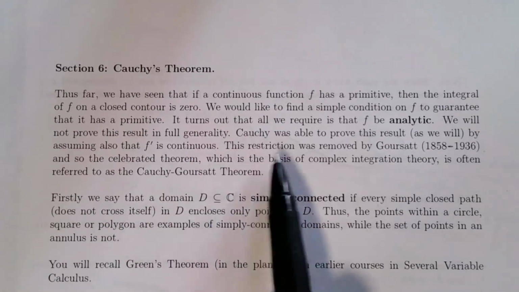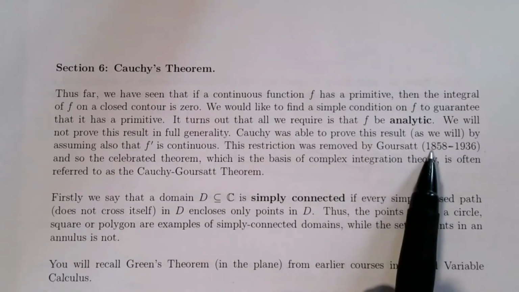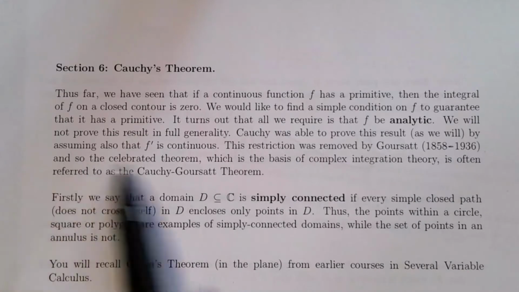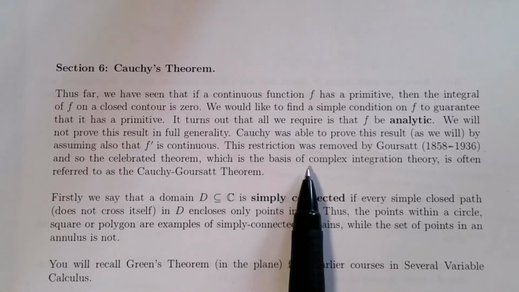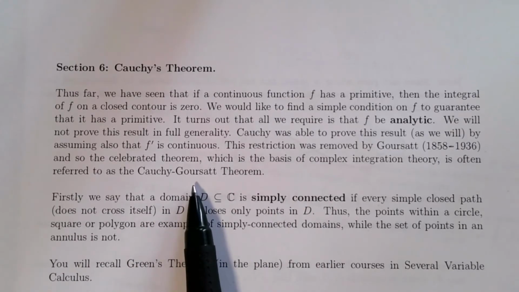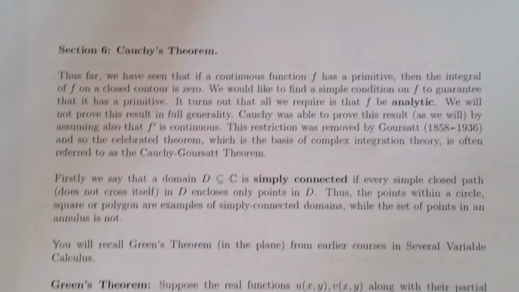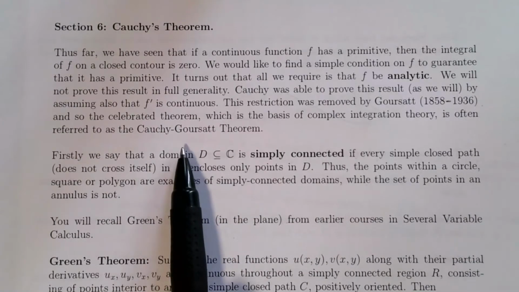This restriction was removed by Goursat, who lived 1858 to 1936, and so the theorem, which is the basis of complex integration theory, is often referred to as the Cauchy-Goursat theorem. And we're only going to prove the result on the assumption that f dash is continuous, but you can look up more advanced books and you'll see a full proof of the Cauchy-Goursat theorem.